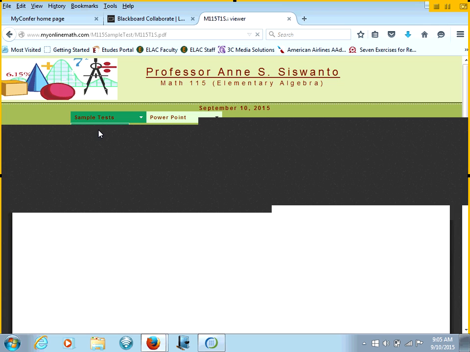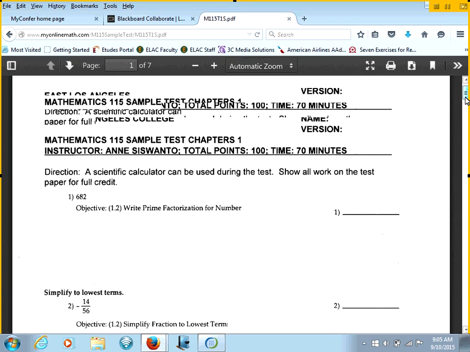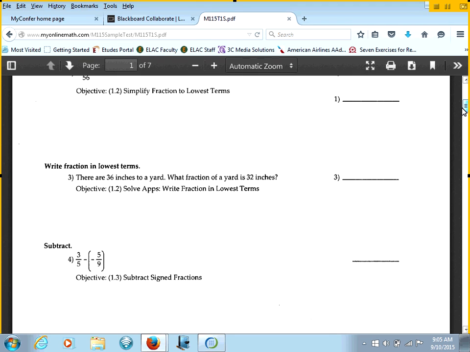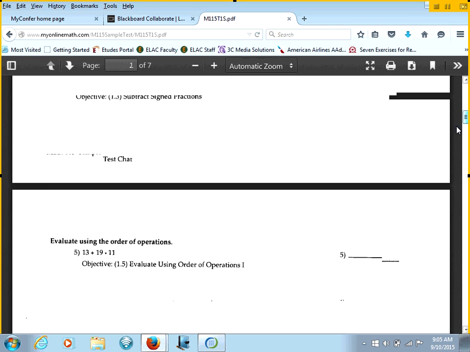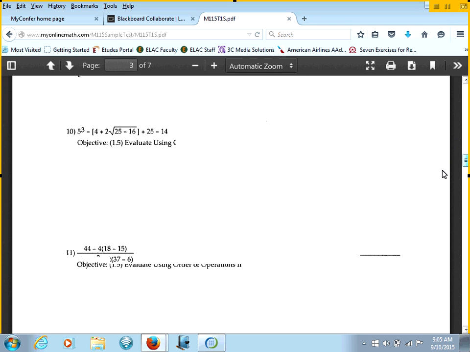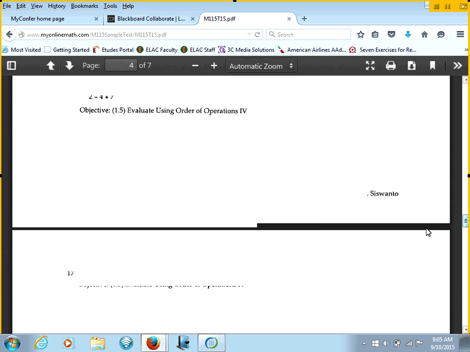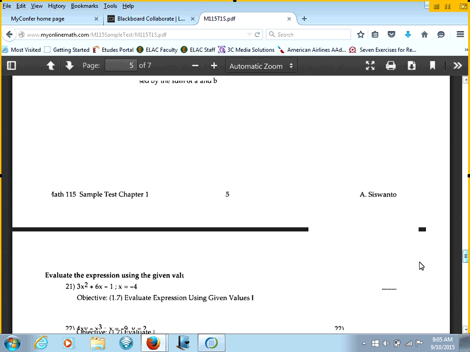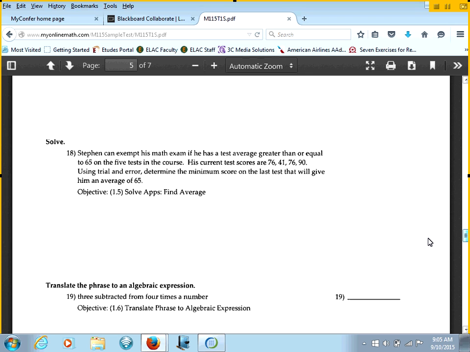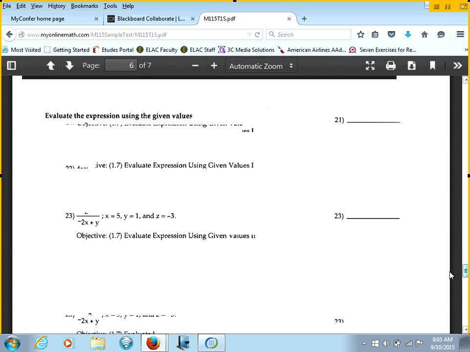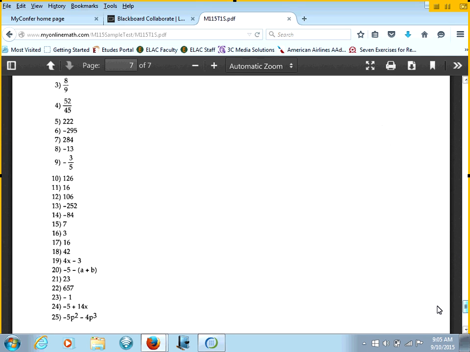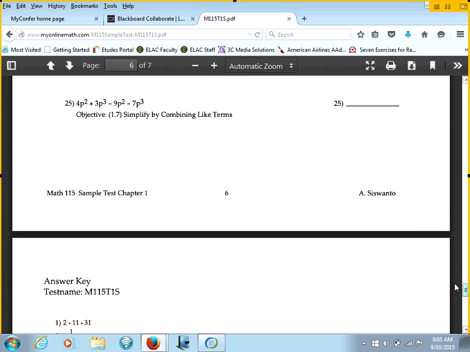So the chapter 1 sample test looks like this. And I told you the sections, so you could review. And this is a lot of order of operations, so order of operations is very important. You don't have to do number 18, the average, so cross out number 18 and so on. It looks like this, and at the end it has the answers.